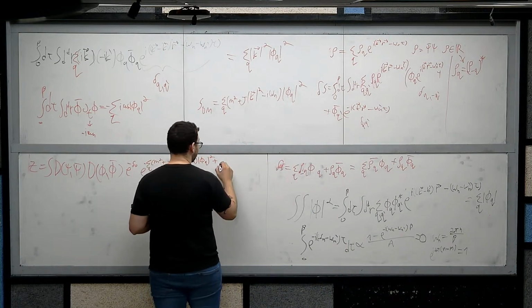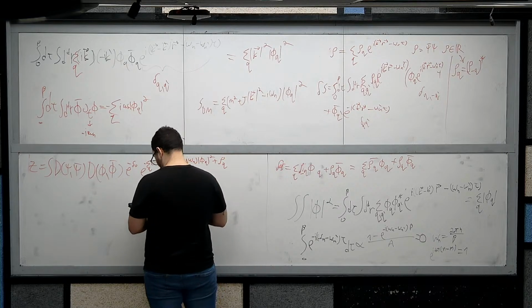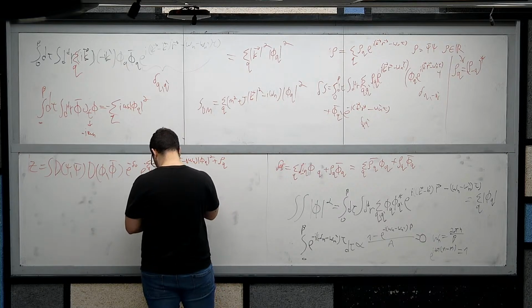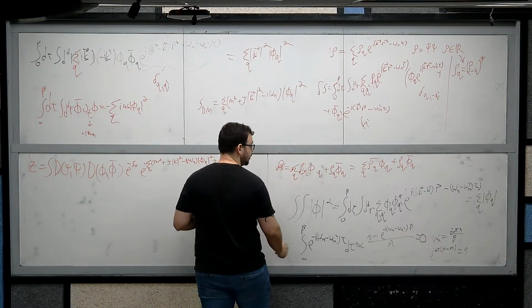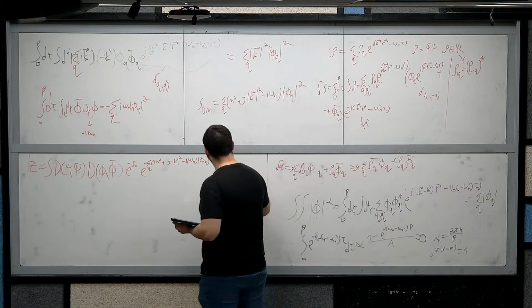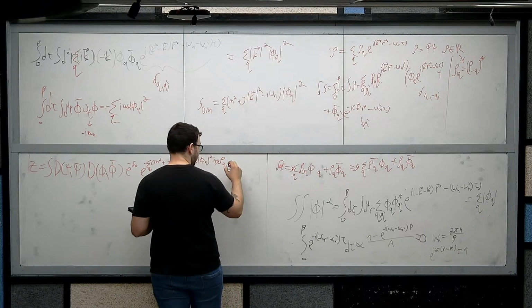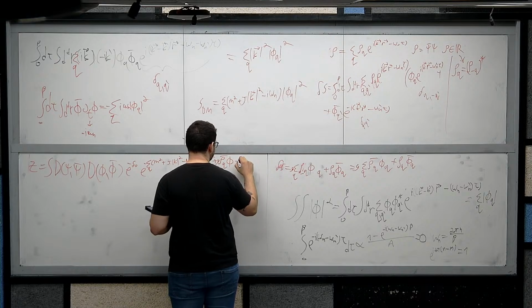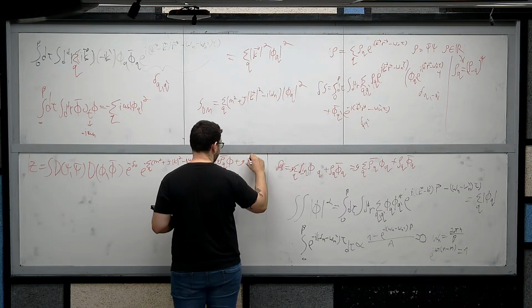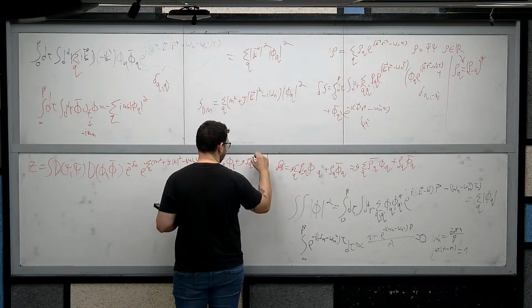Plus G rho q. Did I forget some constant? If I forget a constant along the way, just tell me. There's supposed to be G here, right? Why didn't you tell me? Rho conjugate psi plus G rho q psi q conjugate.